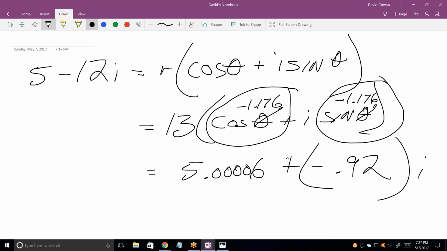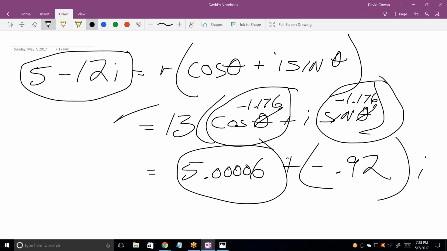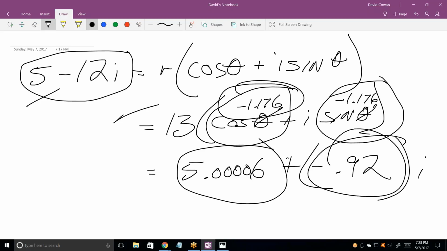Well, normally, if you do this correctly, when you condense the right side, you get the left side exactly. Okay? So, I feel like I made a mistake because this 5.00006 is 5. The only reason it's not exact is because we rounded off that answer, minus 1.176. So that's 5. This should be 12. This number should be 12. Minus 12, excuse me.